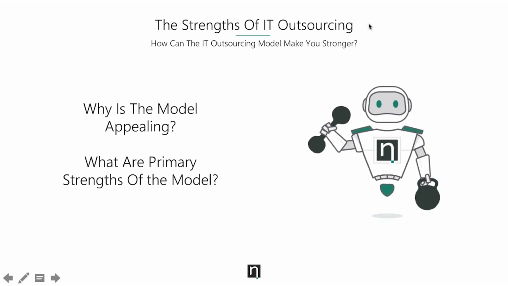I was just going to say, Nigel, what is very clear is how strong you are talking about the strengths of the outsourcing model. You've said so much information there, it's difficult for me to summarize it.